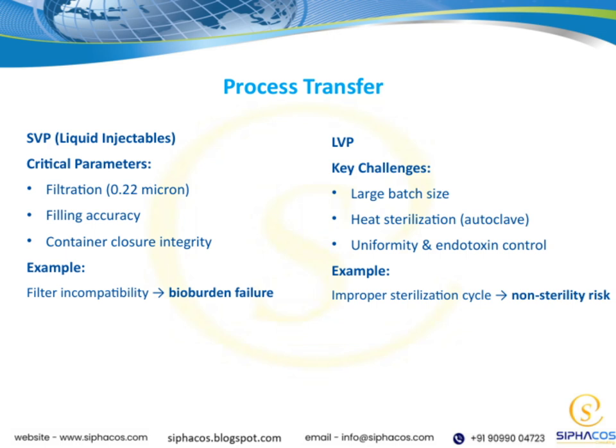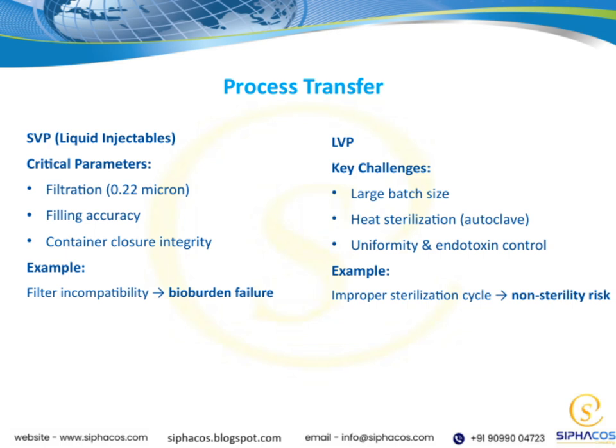For example, if the sterilization cycle isn't properly executed, we risk non-sterility, which can compromise the entire batch. Moving on to process transfer, especially for liquid injectables, what we call SVPs, there are critical parameters we need to monitor closely. Filtration using a 0.22 micron filter is vital to remove bacteria and particulates, but if the filter is incompatible with the product, it could lead to bioburden failure.